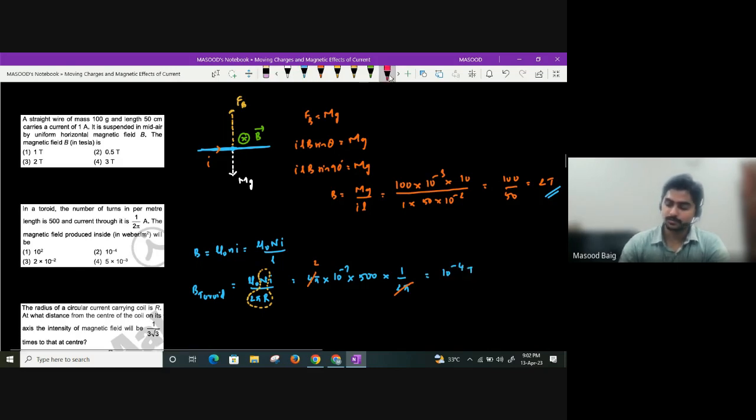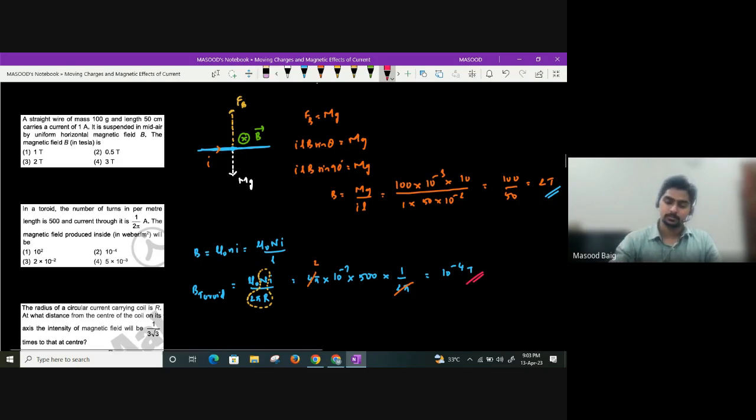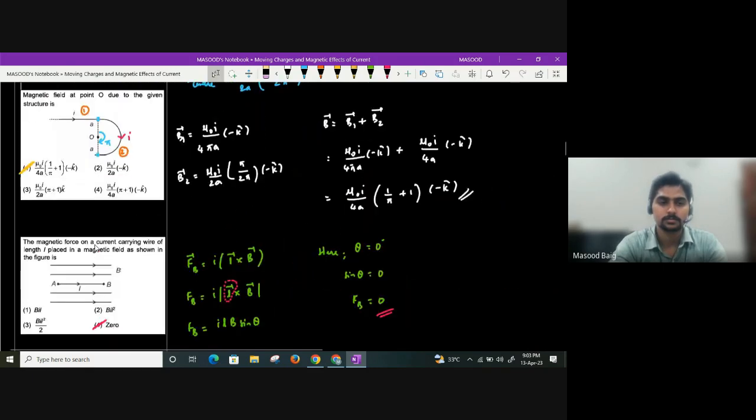Clear, everyone? If you take a solenoid of some finite length and you convert it into a circular loop, the solenoid will become a toroid. Means the length of the solenoid will get converted into the circumference of the toroid, guys. Clear, all of you? This is 10 power minus 4 Tesla. Yes or no? Yes, sir.